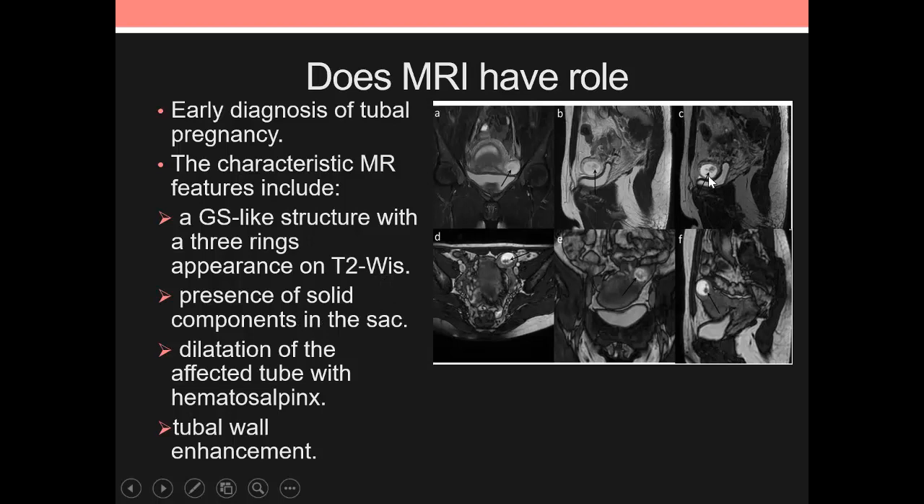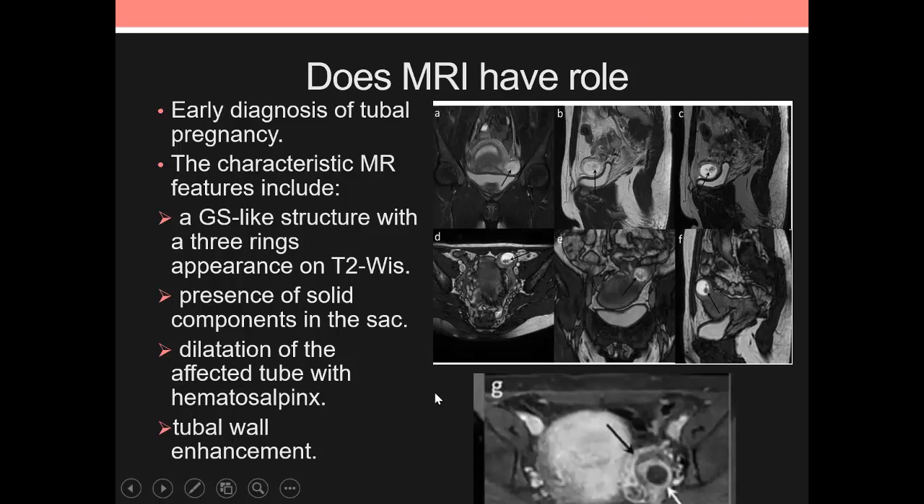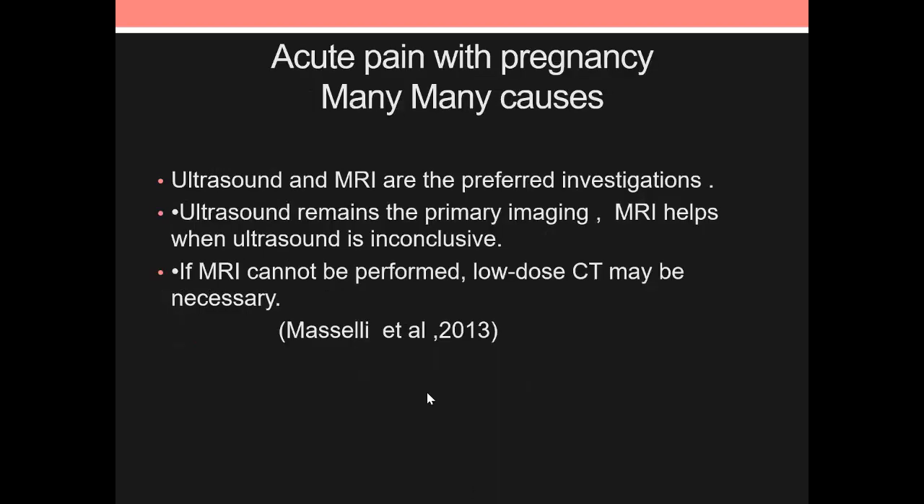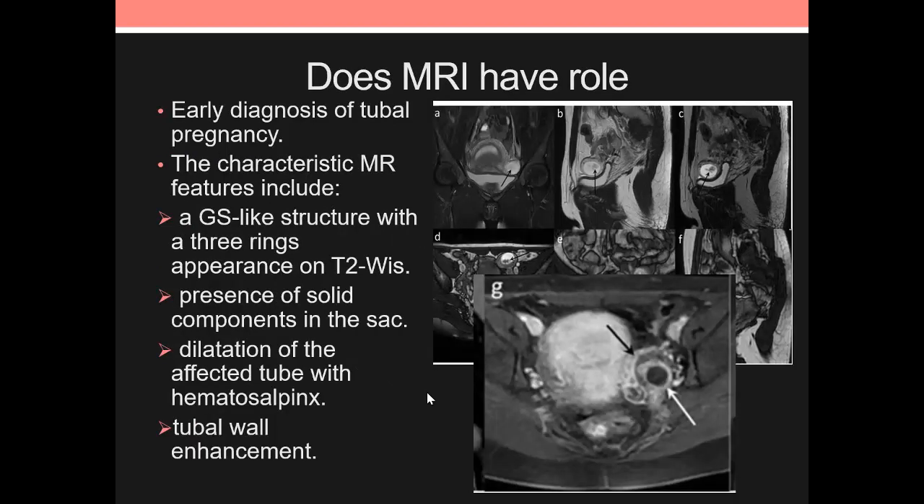Presence of a solid component within the sac, which may be the fetal node. Dilatation of the affected tube. We may find a dilated affected tube with hematosalpinx or tubal wall enhancement. This is a dilated fallopian tube and enhancing lesions present here.